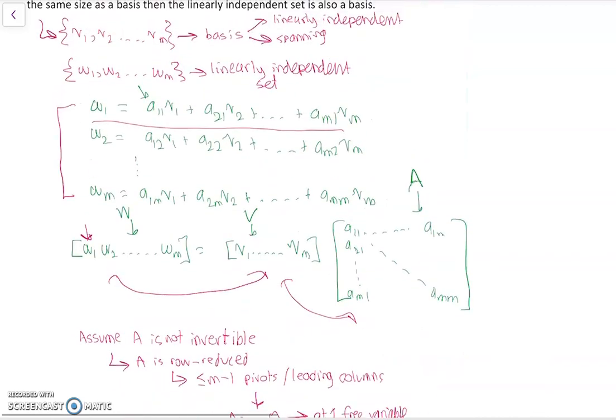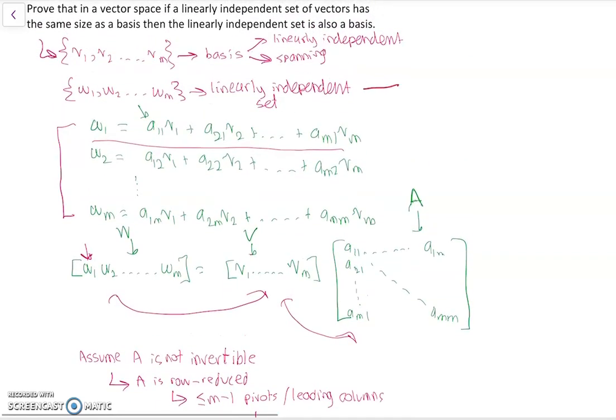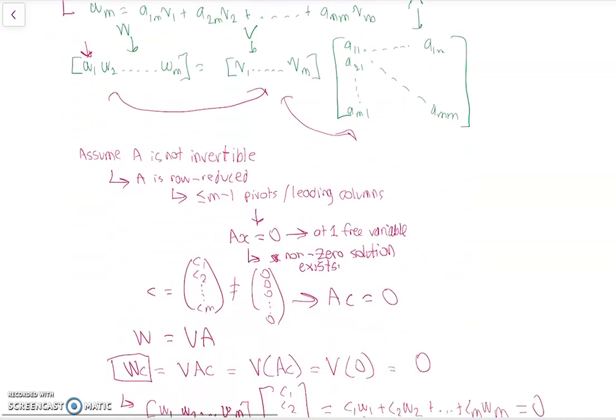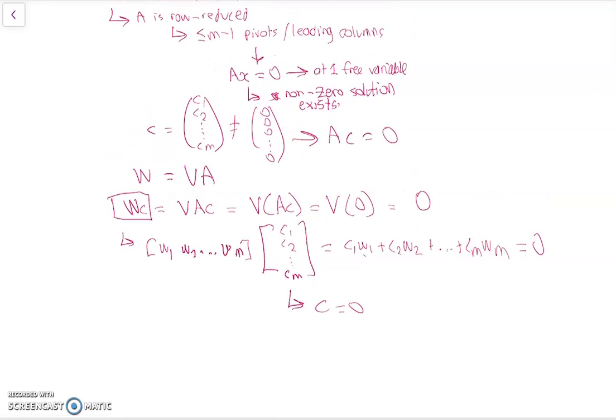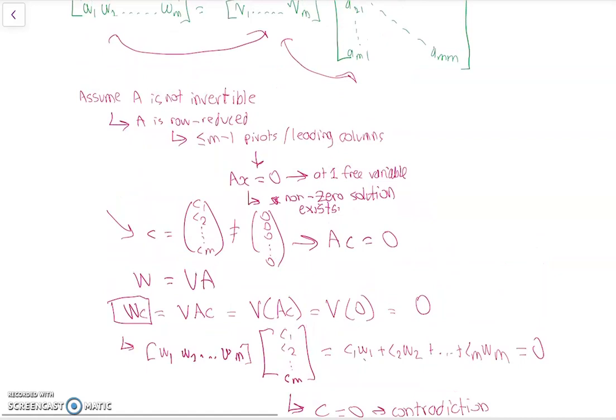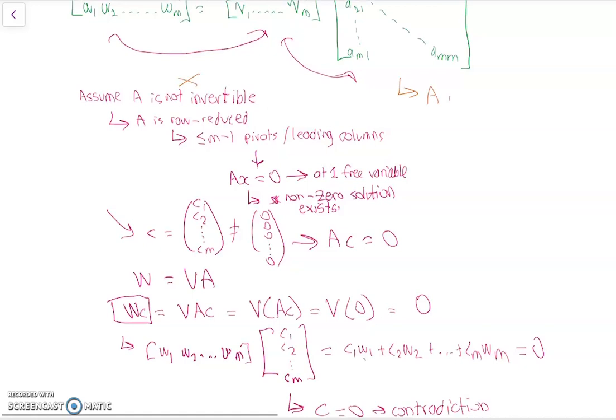However, since from earlier we know that the W's are a linearly independent set, all the C's must be 0, which means C must equal 0. But this is a contradiction, because we assumed C was not equal to 0 at the start. Since we assumed at the beginning A is not invertible, this assumption was wrong. So in fact, A is invertible.